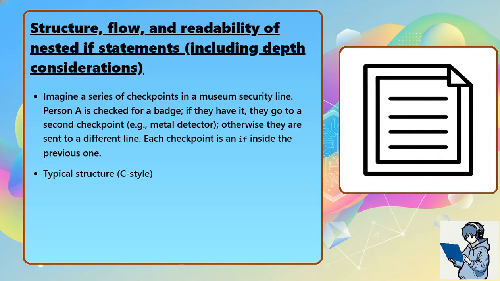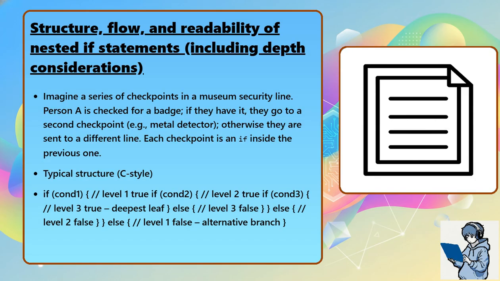Typical structure, C style. If cond 1 open block level 1 true, if cond 2 open block level 2 true, if cond 3 open block level 3 true, deepest leaf close block else open block level 3 false close block else open block level 2 false close block else open block level 1 false alternative branch close block.